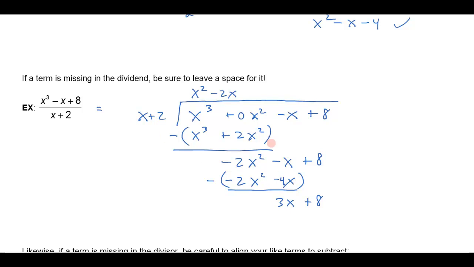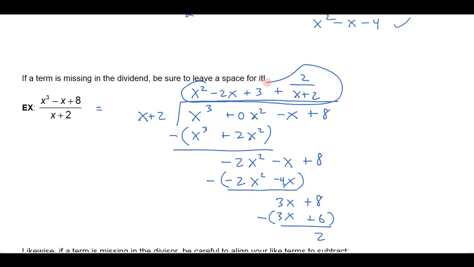Multiply x by 3 will give you 3x. And then the 3 times the 2 is 6. Again, subtract very carefully. 8 minus 6 is 2. So I just go ahead and write my remainder 2 over your divisor like that. And we'll call that good. That's my answer. All right.